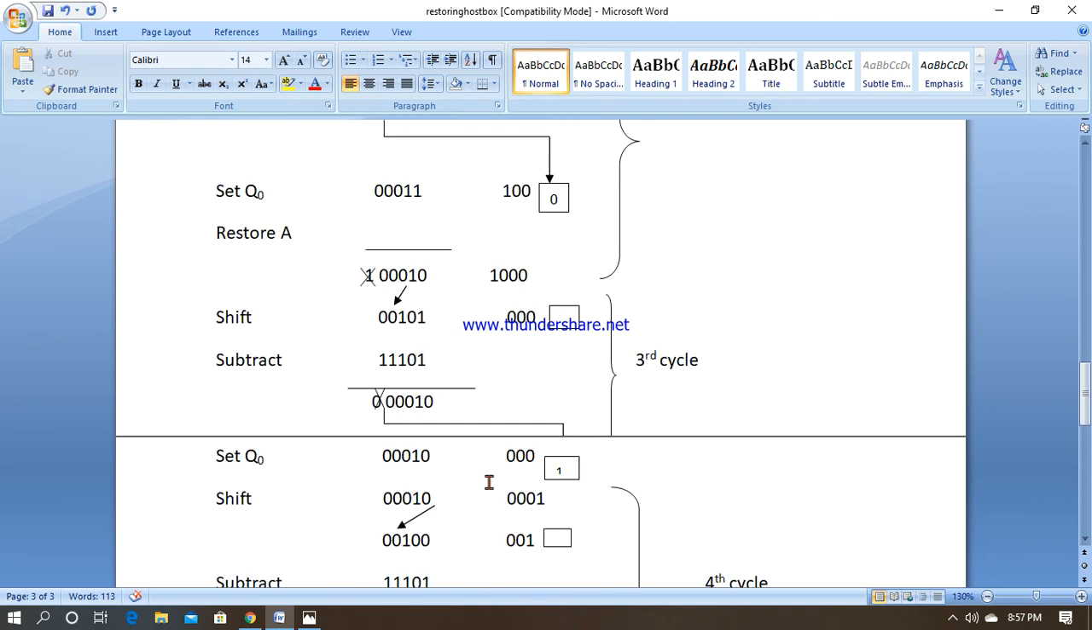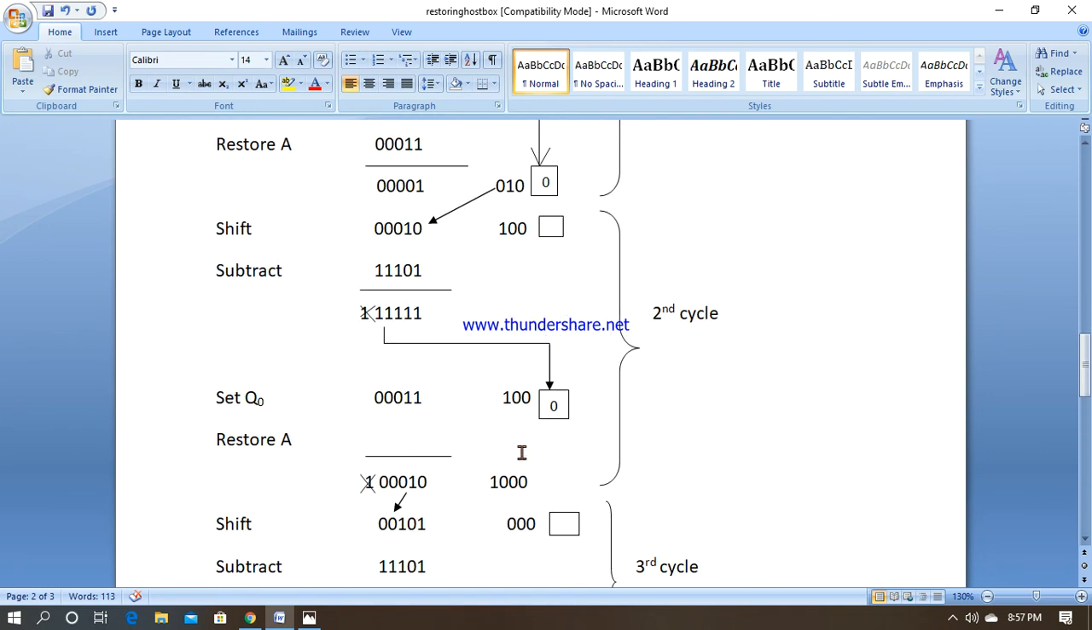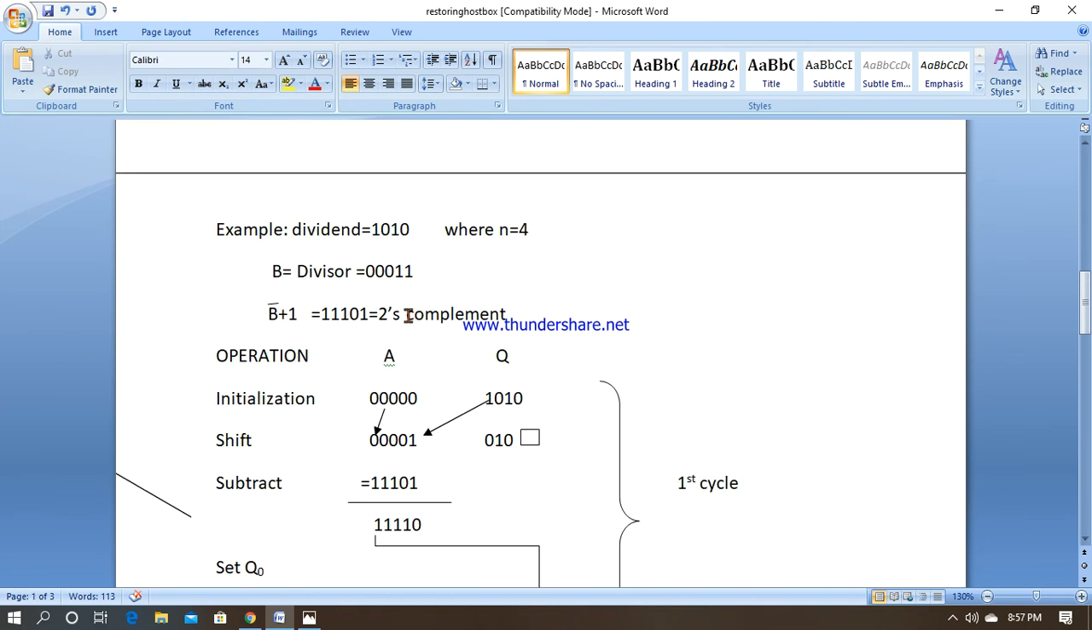So simple and easy. Don't panic. It's very simple logic. It will definitely help for GATE or competitive exams, central government exams also.